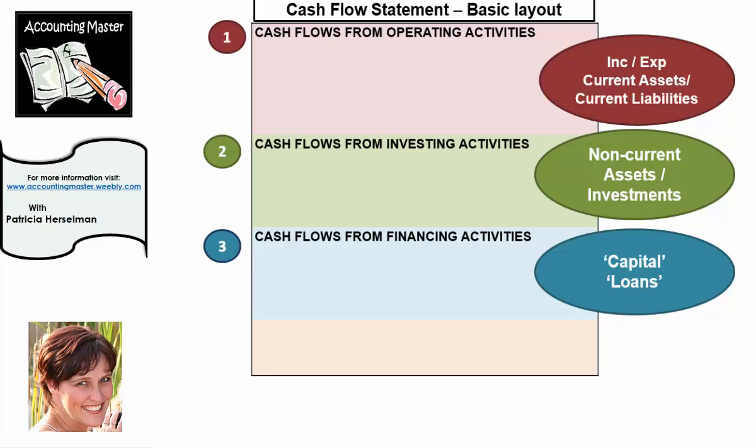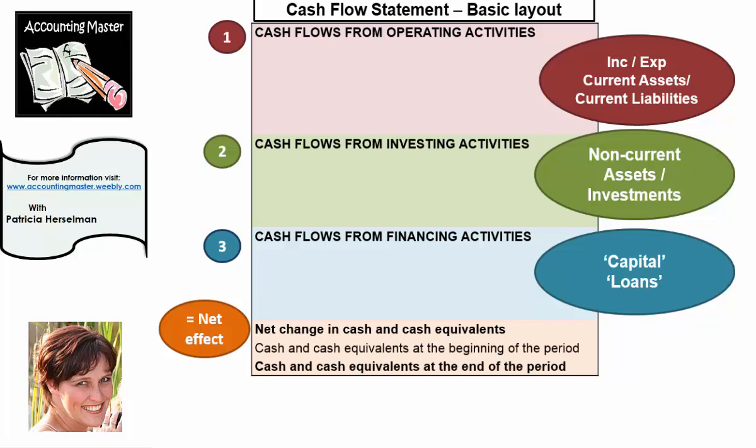The summary or the net effect of these three sections explains why your cash balance, your bank, along with petty cash and cash float, changed from whatever it was at the beginning of the year to what it is now at the end of the year. And you prove that by taking the cash at the beginning of the year, adding that net change in cash and getting the cash at the end of the year. But that section we will do later.